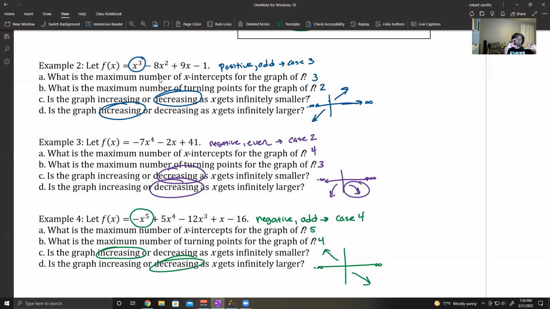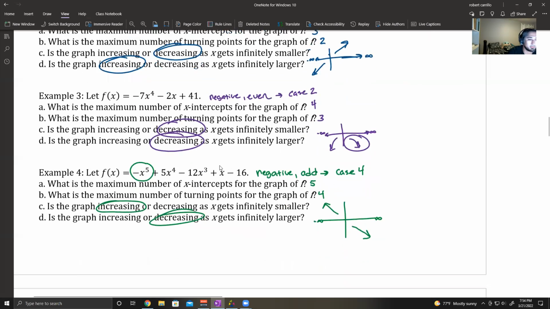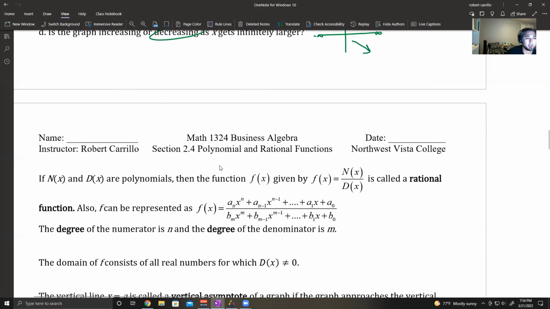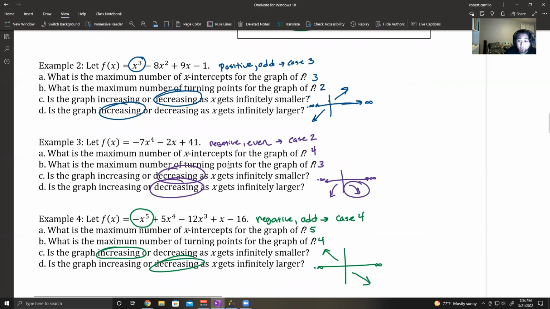And then your leading term will tell you which way the graph opens. Will it open up? Will it open down? Will it open top left to bottom right? Top right to bottom left? And then you can get all that information from that leading term. Crazy, right? Okay. All right, I think that's good for polynomials.